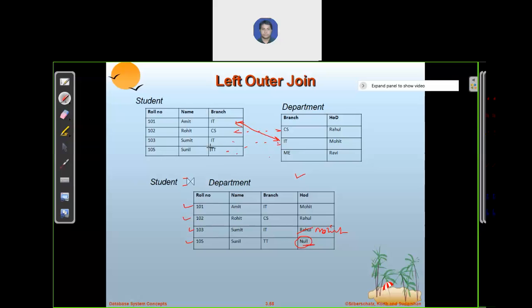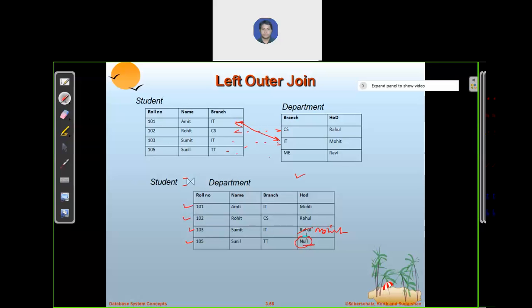We are taking all the records of the left hand side relation and making the relationship with the records of the right hand side relation. If there is a match, then we consider it in the resultant relation. If there is not, we set the value null for that record.